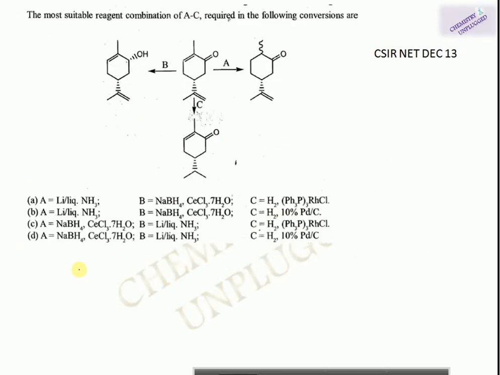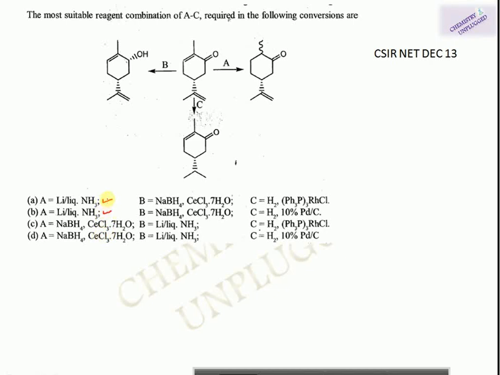The next question is from December 2013, and you have to identify A, B and C. So first take A. A reduces this double bond only, so we can use only lithium ammonia. Sodium borohydride with cerium chloride cannot do this function. It is Birch reduction, and it can reduce only the C=C bond without affecting the C=O. So A and B can be the correct answer.